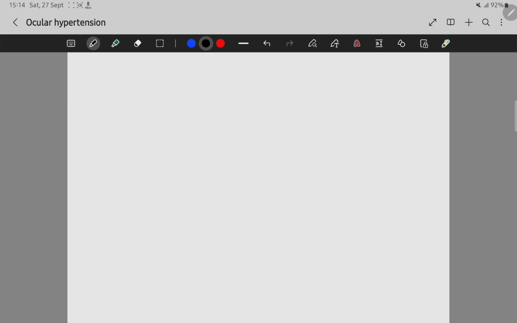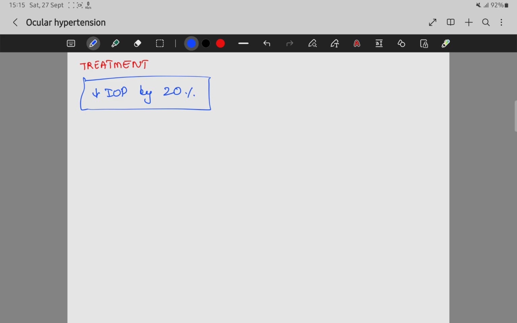Now coming to the treatment part. We need to aim for at least a reduction of IOP by 20%. In normotensive glaucoma we had 30%, here we have 20%, and we need to be following up these cases.